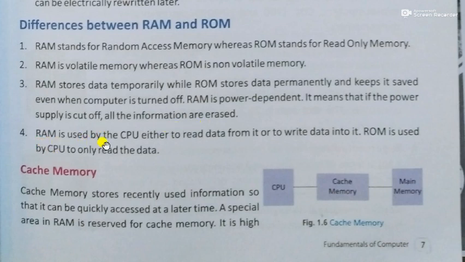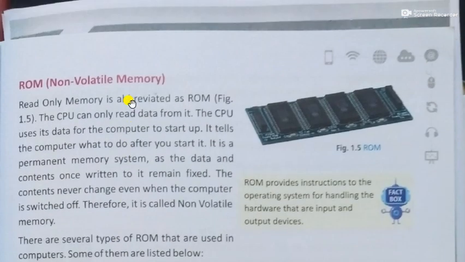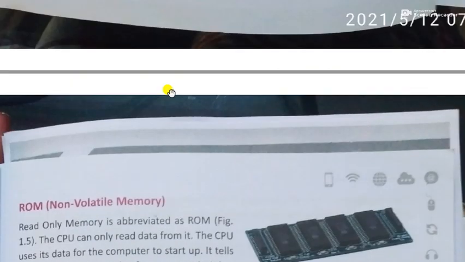RAM is used by the CPU either to read data from it or to write data into it. ROM is used by the CPU to only read the data. So these are the differences. Already we have learned about RAM and ROM, and what is non-volatile and what is volatile.